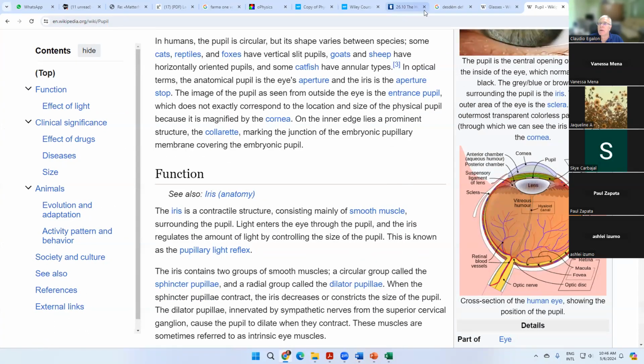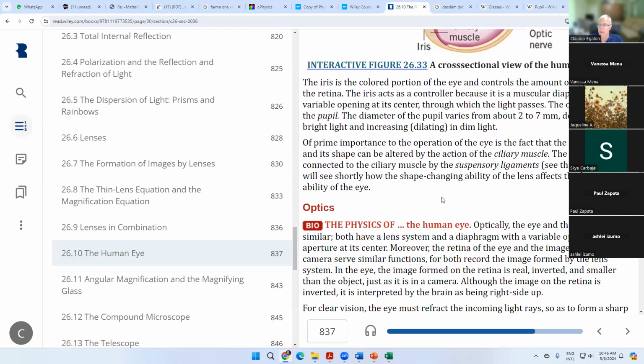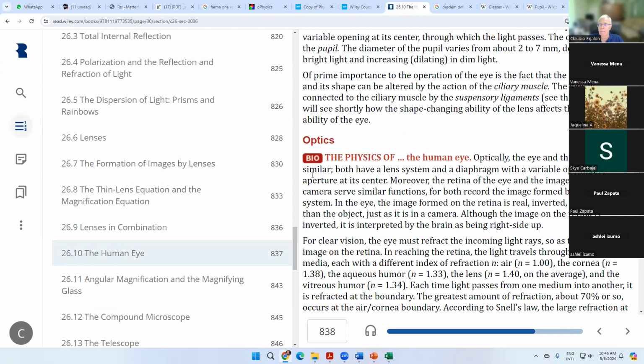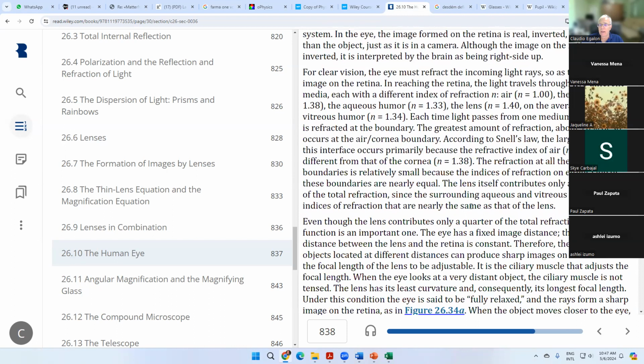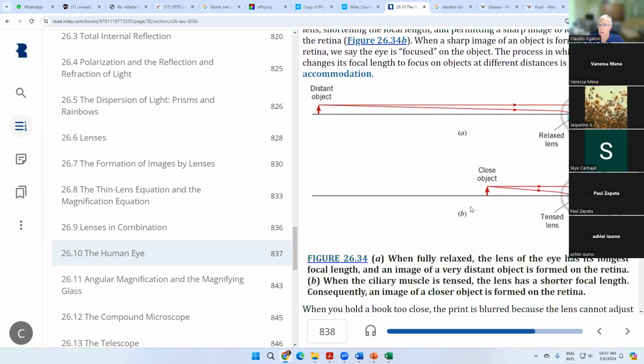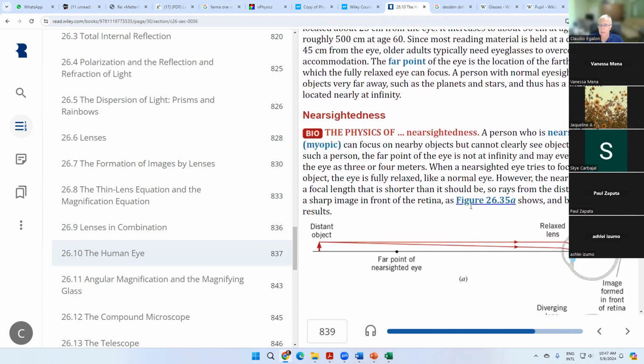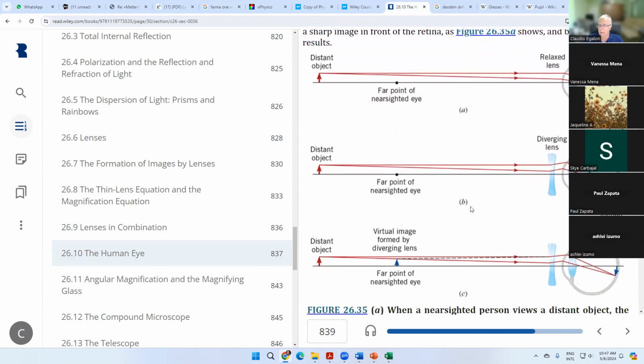Going back to the book. And here you go. The lens is connected to the ciliary muscle by suspensory ligaments. We'll see shortly how the shape-changing ability of the lens affects the focusing ability of the eye, okay? So depending again on the curvature of the lens, you can change the focal point, the focal distance of your lens, the length of the eye. Nearsightedness. Okay. Here you go. Negative lens, focusing the image at the retina.